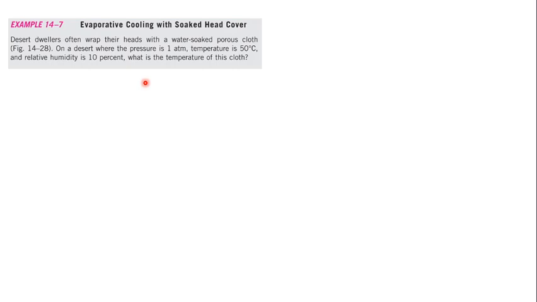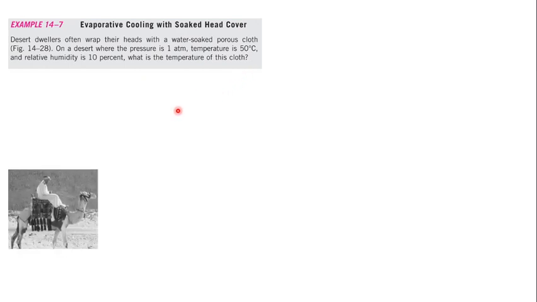Now the example 14.7, evaporative cooling. Desert dwellers often wrap their heads with a water-soaked porous cloth. On a desert where the pressure is 1 atm, the temperature is 15 degrees C and the relative humidity is 10%. What is the temperature of this cloth? So this is often being used in order to cool down the head.